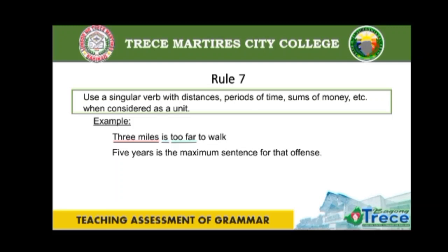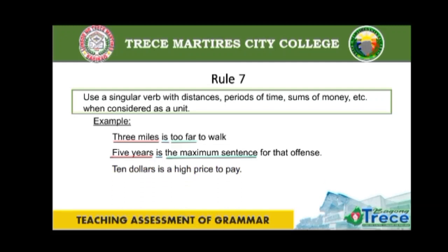So next example: five years is the maximum sentence for that offense. So five years is the subject, which is plural, but we are going to use a singular verb because of the words "the maximum sentence," which is considered as a unit.